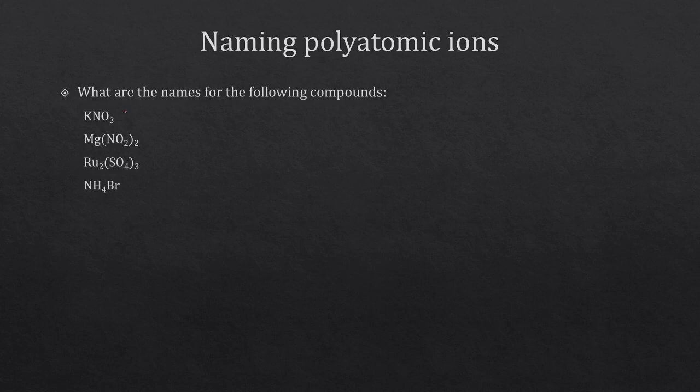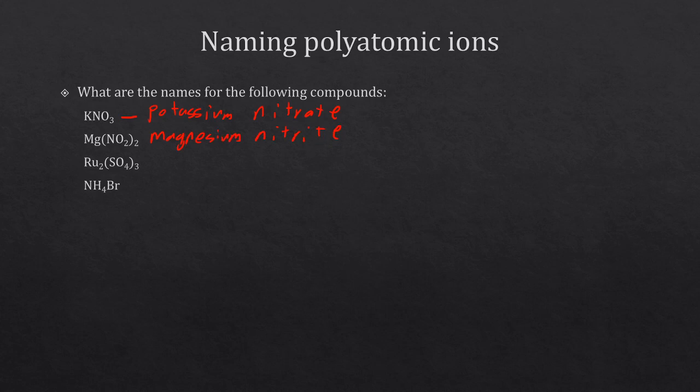Okay, let's take a look at what you would have gotten. So here we have potassium, and then we have nitrate. We name it as a type 1 because potassium is in group 1. Next we have Mg connected to NO2. So Mg is magnesium and it's in group 2, so it's also a type 1. So we have magnesium nitrite.